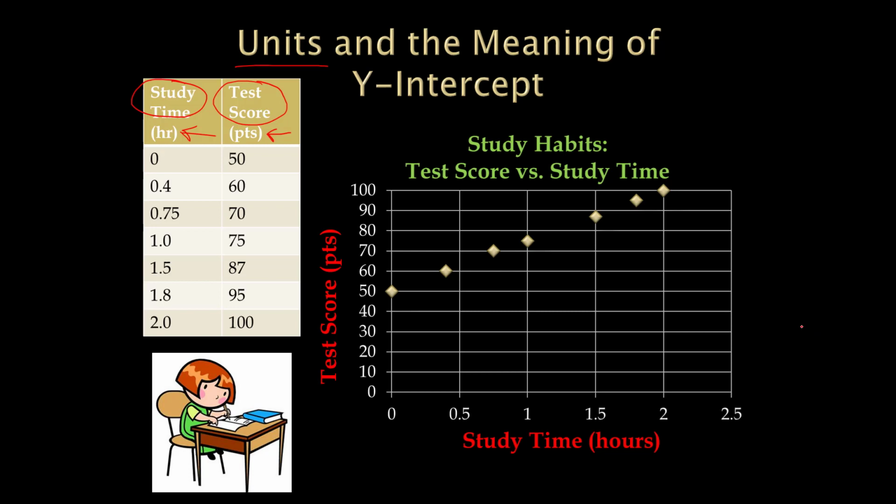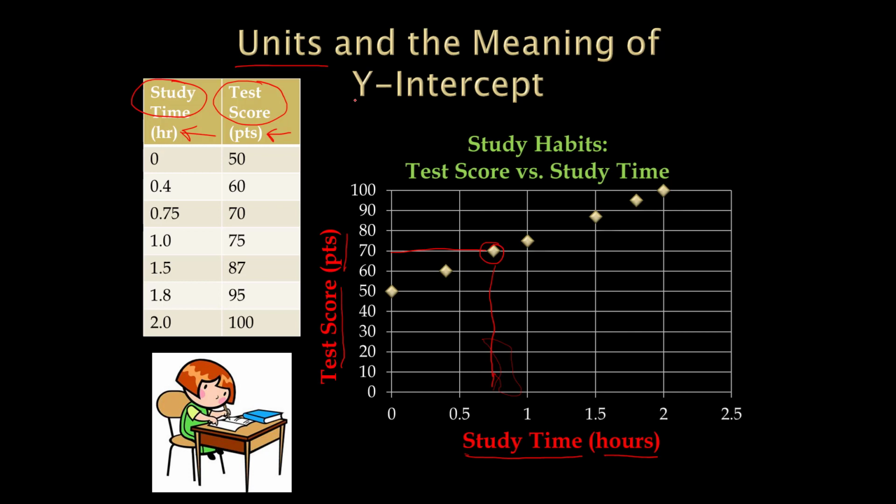Because our graph represents the relationship between variables, our graph needs to list both the value and the unit of the variable. In this case, study time in hours, test scores in points. And by our position on the graph, we can see the value of each of the two variables.